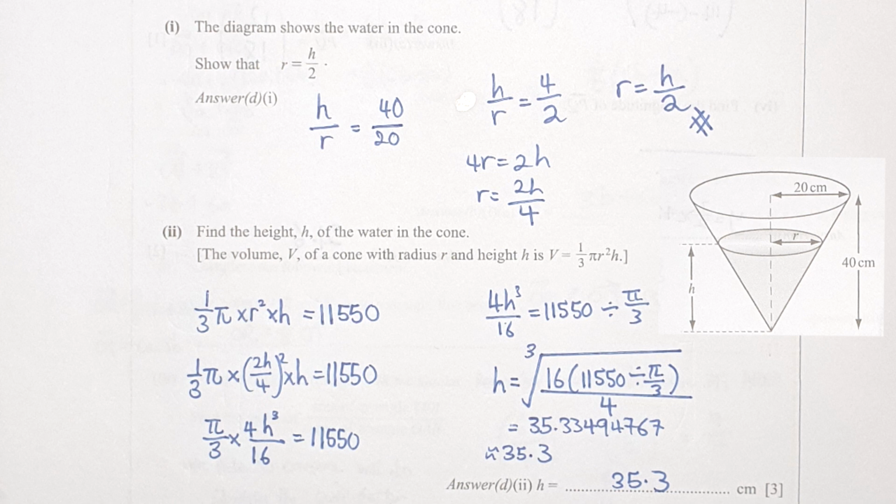So as given, the formula is 1 over 3 pi r square h, and for the r square here you are required to substitute the h over 2 into the position. So you actually get the h value as 35.3 after following all the steps that were shown there. For the r square there, I actually substituted 2h over 4. However, if you were to substitute h over 2 into it, you will still get the same results.